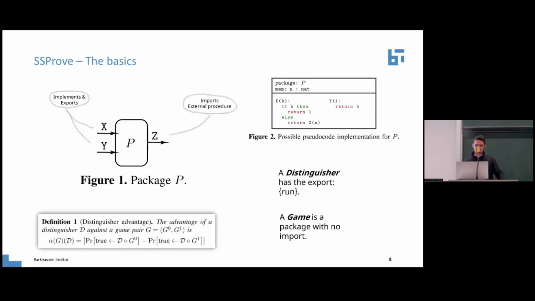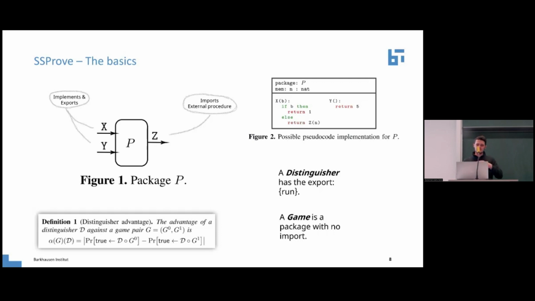A little intuition to how SSProve works. So we have this notion of packages. You see on the left, you have X and Y going into a package. They're called export. And then on the right is Z going out as an import. On the top right, you see some pseudocode of how this package would be implemented. And now on the bottom right, we have two important definitions. So a distinguisher is the package with the export run. So it sort of initiates a game. And a game is a package with no import.